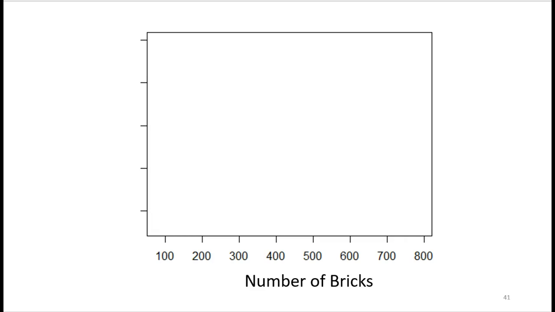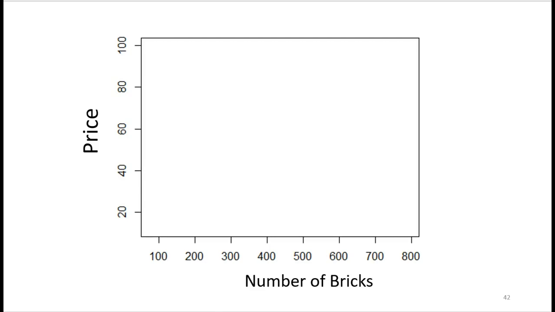Next, we want to do something similar for the y-axis. Notice that the price range from 12 to 100. We want to place tick marks next to the y-axis equally spaced so that we have enough values to cover the range of price. For example, we could have this.